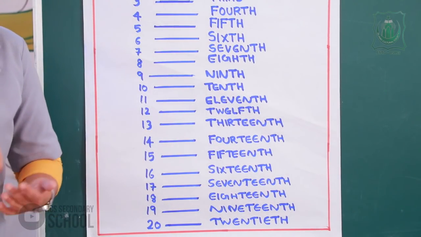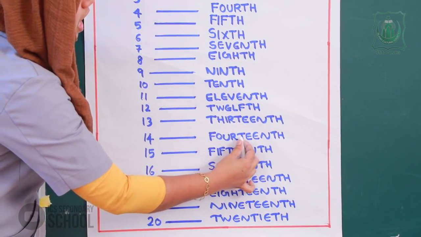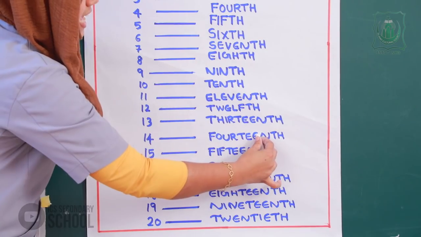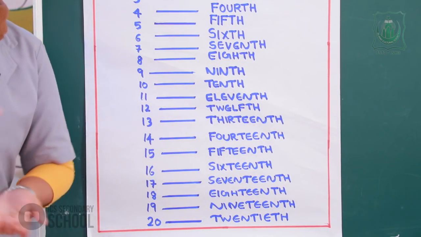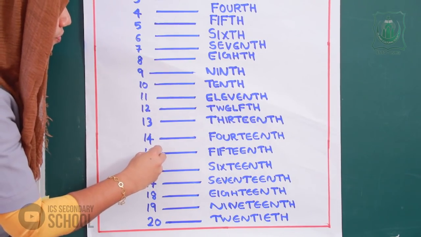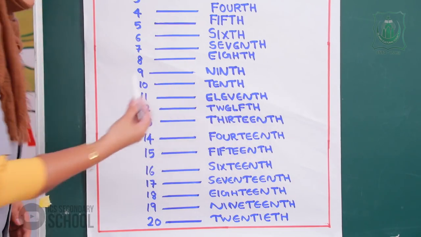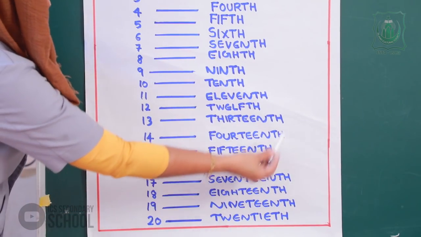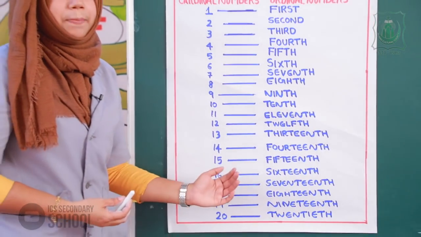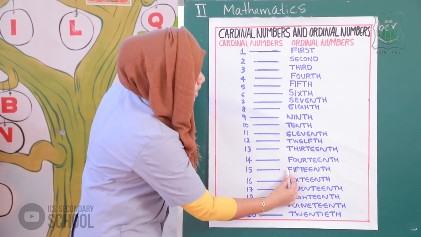F-O-U-R-T-E-E-N-T-H. What is the spelling of 14th? F-O-U-R-T-E-E-N-T-H. Okay. Next is 15. 15 is the cardinal number and the ordinal number is 15th. How to say the number? 15th. What is the spelling of 15th?